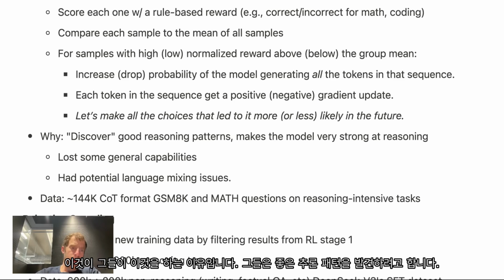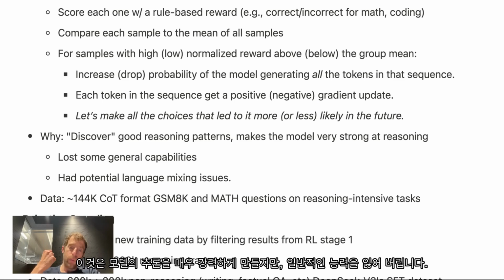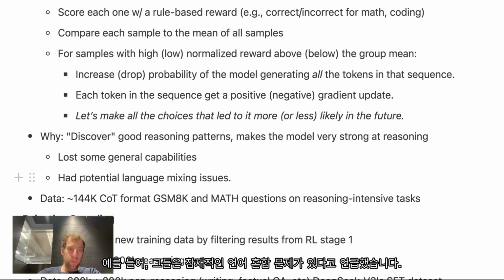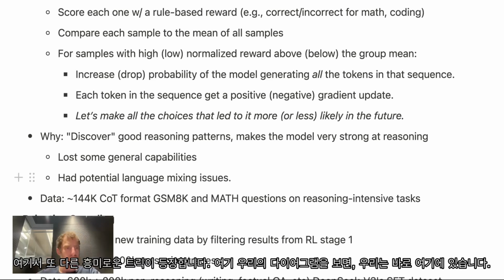And so the punchline here is, why do they do this? They're trying to discover good reasoning patterns. And what happens is this makes the model very strong at reasoning, but it loses some general capacities. For example, they mentioned it had potential language mixing issues. So this is where another interesting trick comes into play.